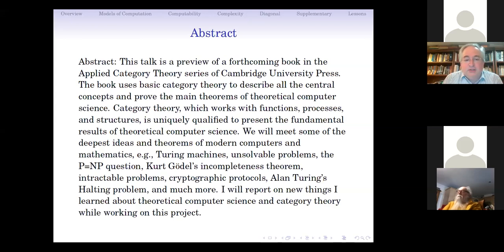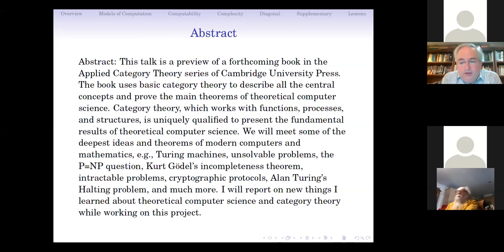The book uses basic category theory to describe all the central concepts and proves the main theorems of theoretical computer science. We will meet some of the deepest ideas and theorems of modern computers and mathematics: Turing machines, unsolvable problems, the P equals NP problem, Gödel's incompleteness theorem, the Halting problem, etc.